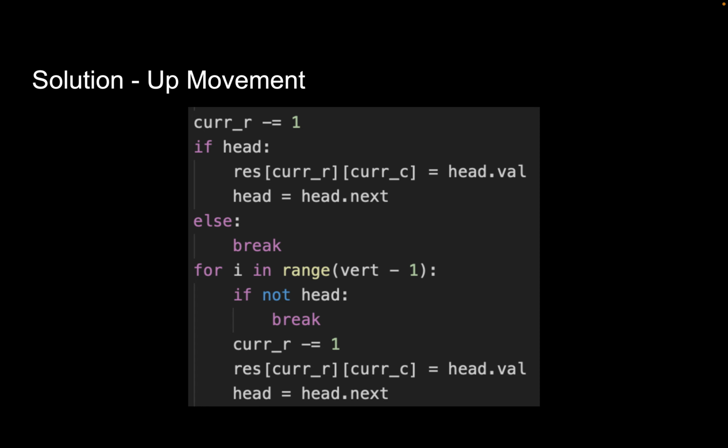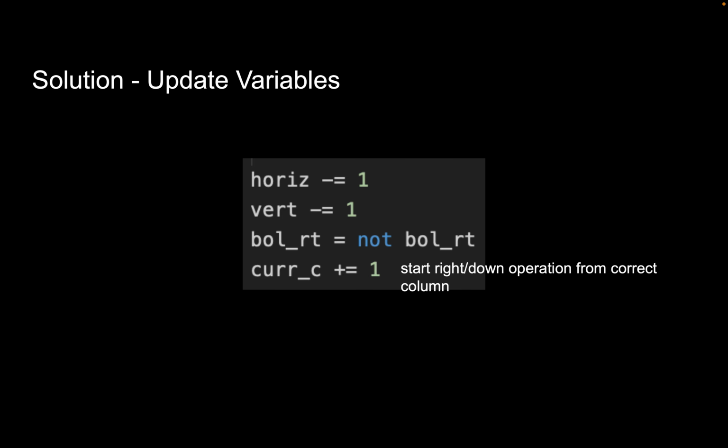Here again, we also have an if not head condition to check whether the linked list has already been filled up. And to move up, notice that we need to reduce the current row by 1 each time, and we fill up the result matrix with the current head's value, and we progress the head pointer to the right. Again, we do need to update the variables, which are horis, vert, boolean right. So now it would have been false, so now it would have been true, right? And we also need to adjust the current column such that it is current column plus 1, as a start operation needs to start from one column after the end of the up operation.